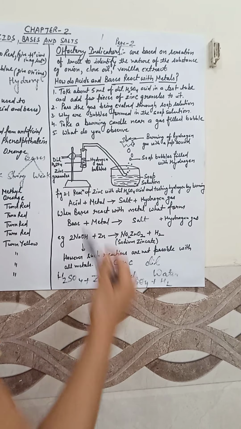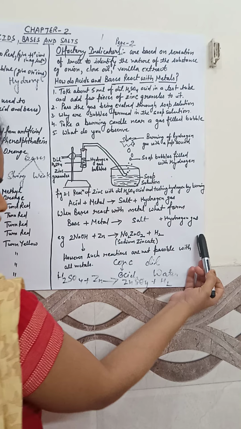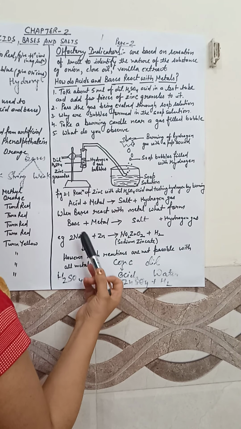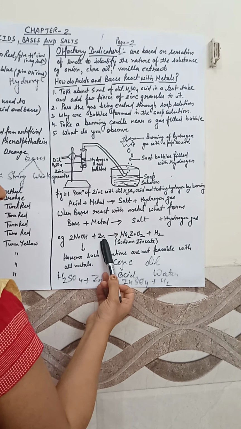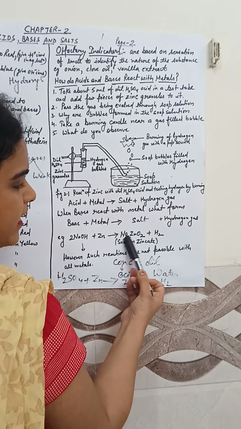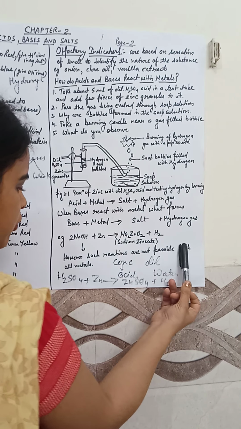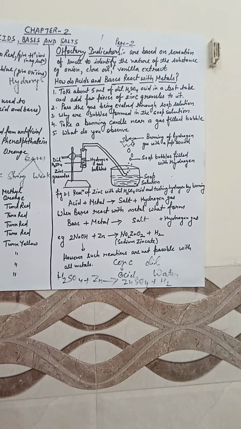Now the next reaction: whenever a base reacts with metal, what will form? Salt with the evolution of hydrogen gas. So the reaction is, whenever zinc reacts with a base, the base being NaOH, that is sodium hydroxide, what is formed? Na2ZnO2, sodium zincate, with the evolution of hydrogen gas. So that is all about the reaction of acids and bases with metals.